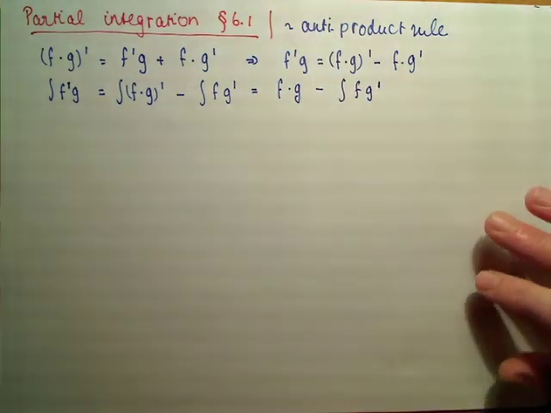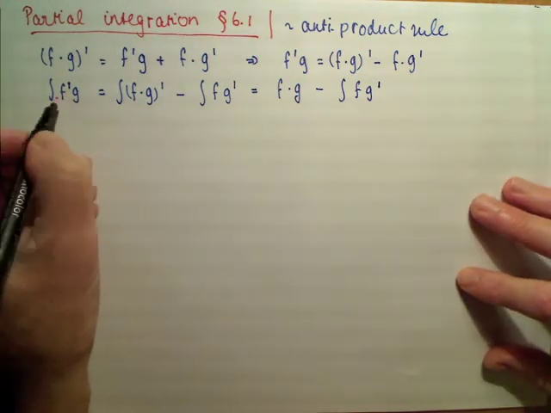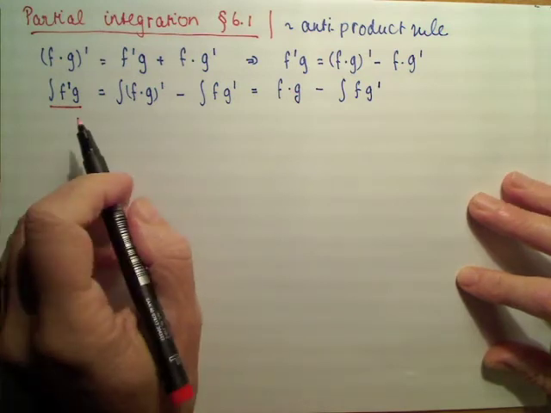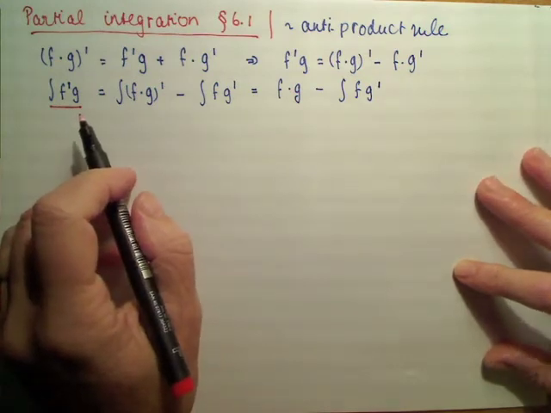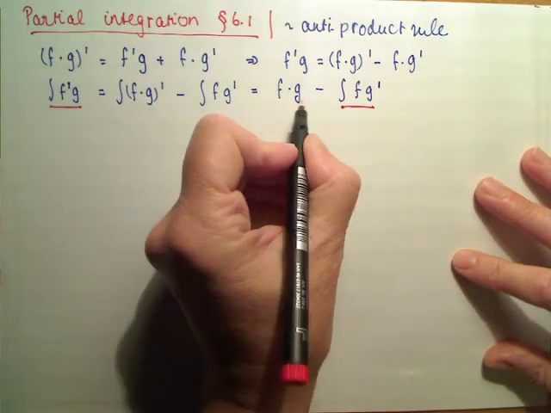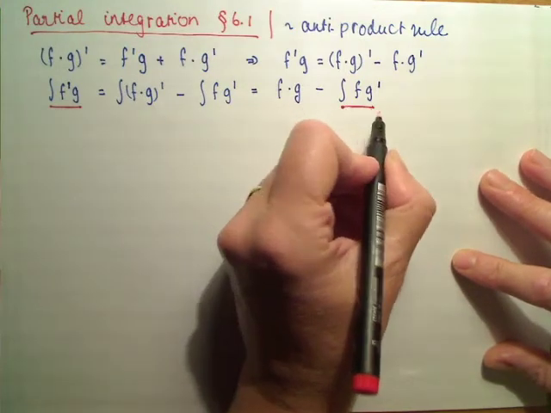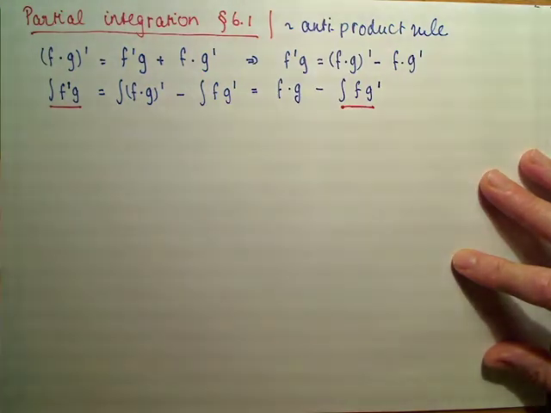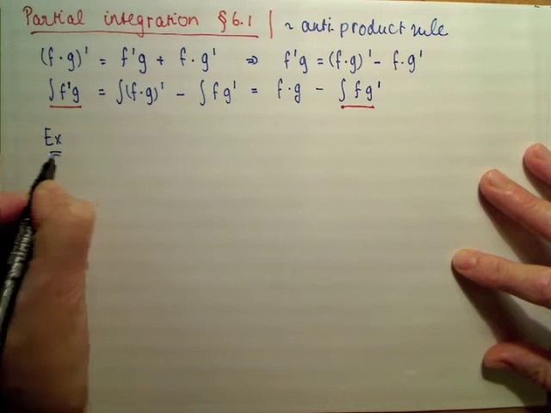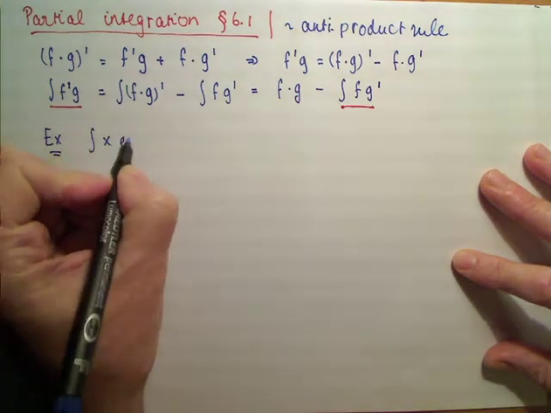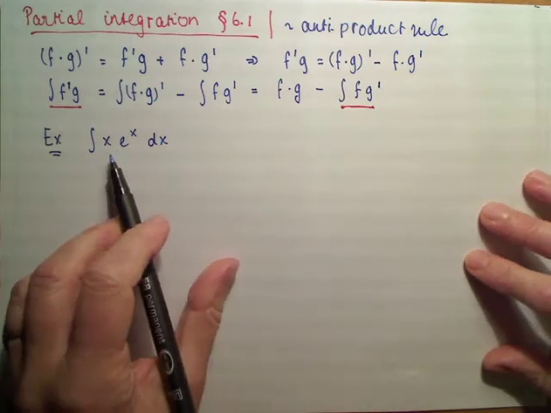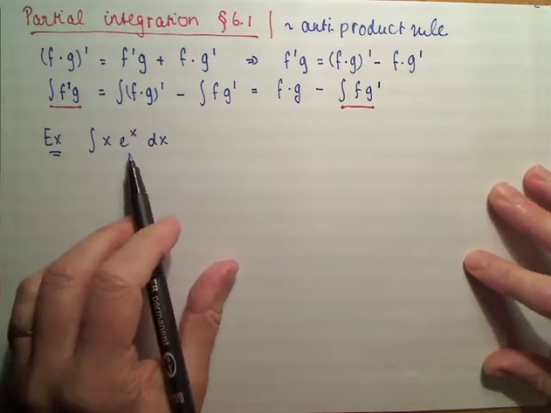Now, why would one want to do this? Apparently, this first integral is very difficult to calculate, and we hope that the second integral here is easier to calculate. Let us illustrate this by an example. The example is the following. We are required to compute the primitive of x times e to the power x.